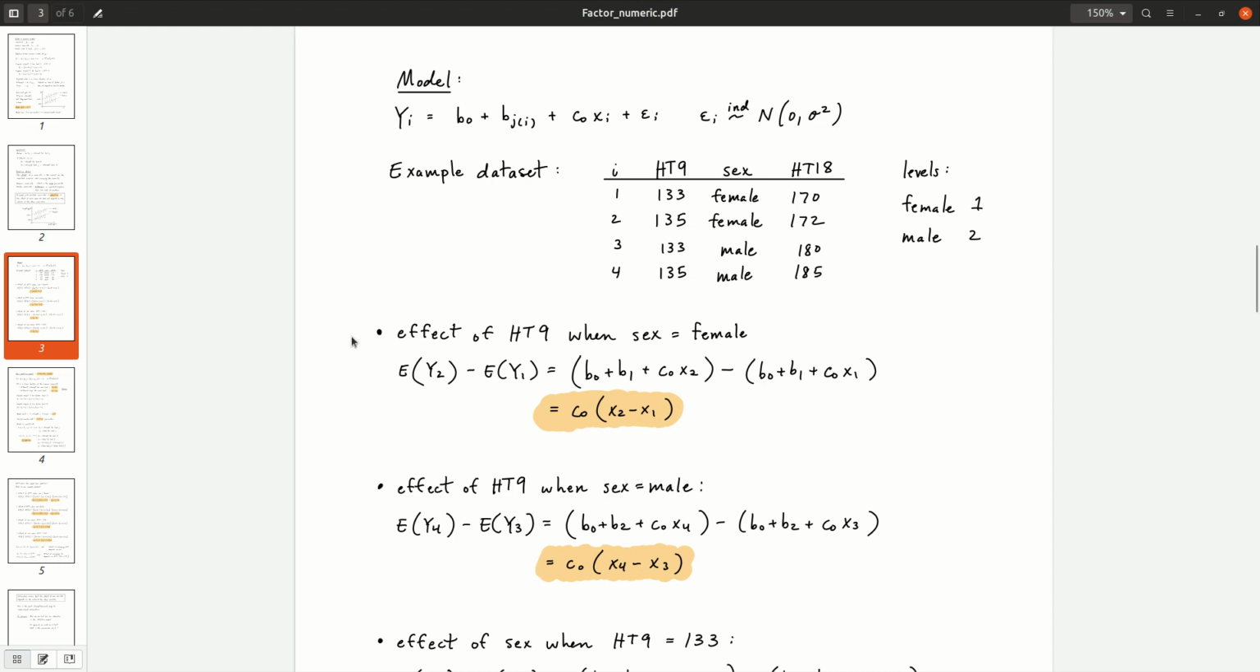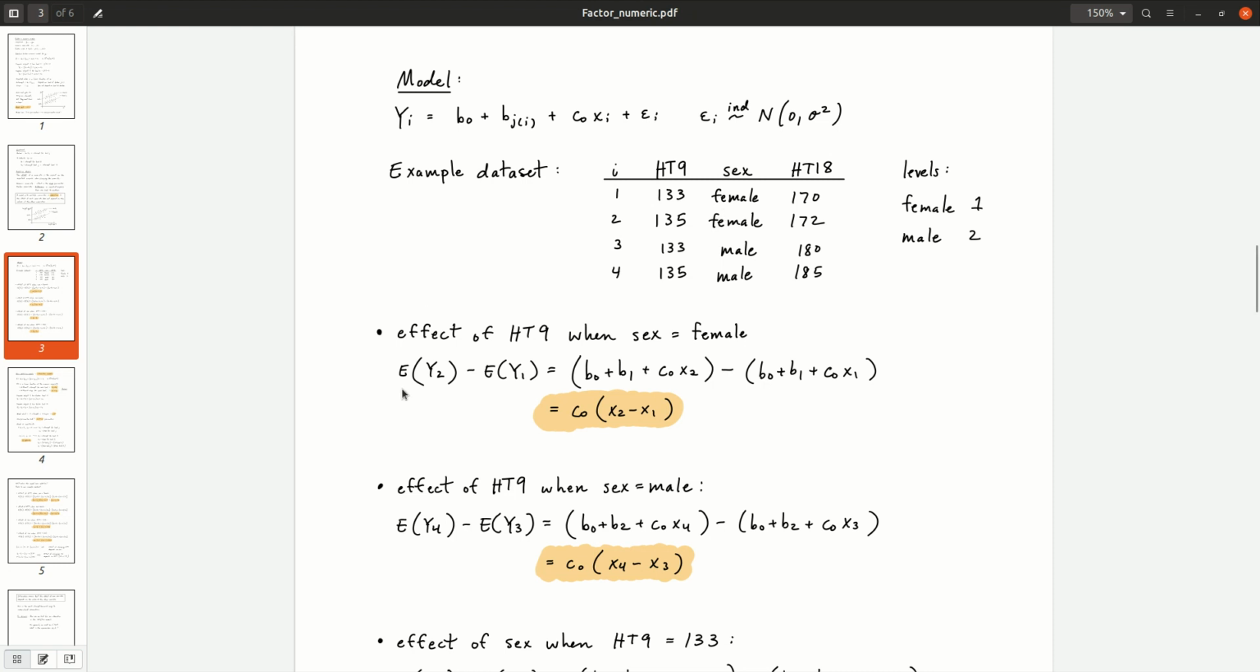All right, so using this data set, we can illustrate a lot of things. So I'm going to go through 4 different comparisons. The first one is I'm going to think about what is the effect of height at age 9 when sex equals female. So to do that, I'm going to look at these first 2 observations. What's important about these first 2 observations is the sex is held constant at female, but height at age 9 increases by 2 from subject 1 to subject 2. So if we compare the expected values for these 2 observations, we're looking at the effect of height at age 9 when the sex is female.